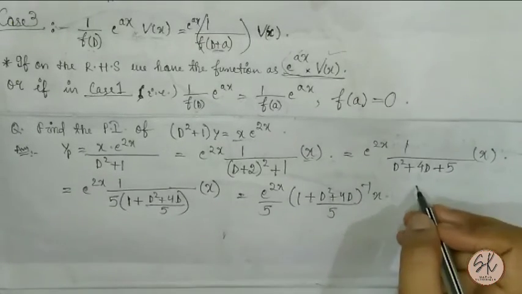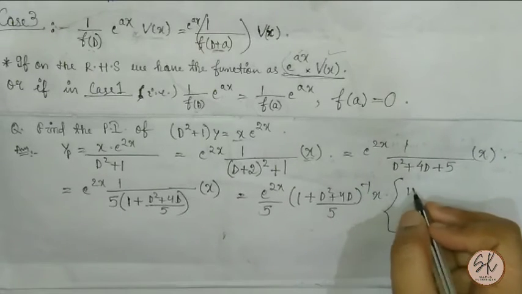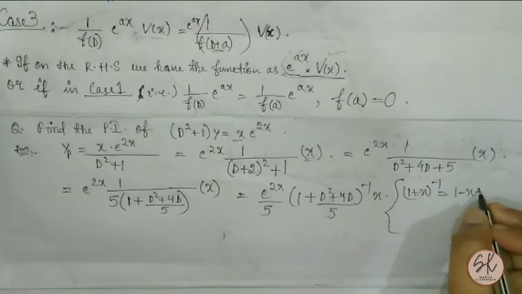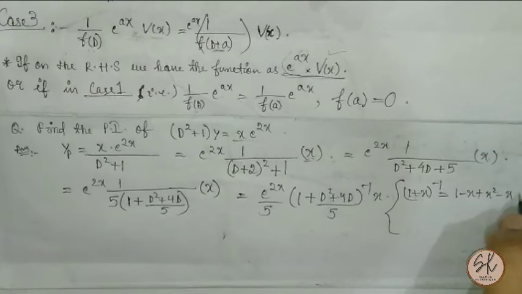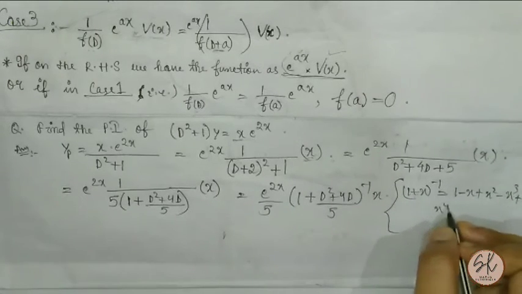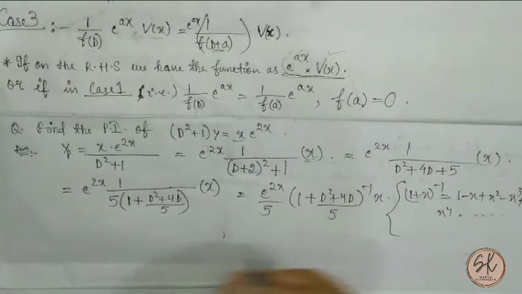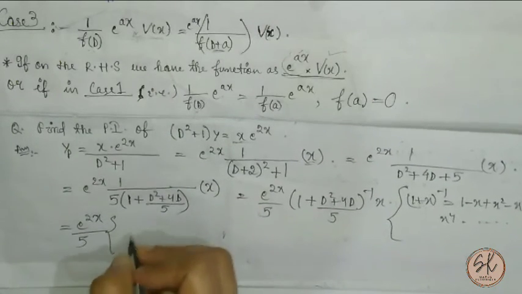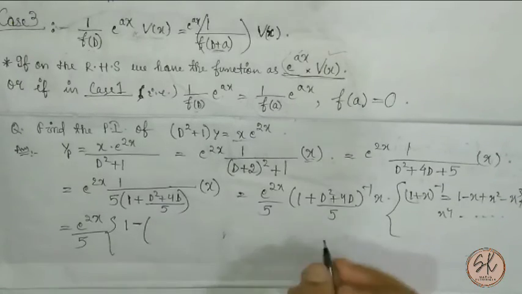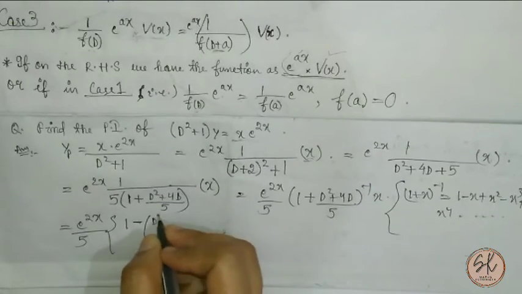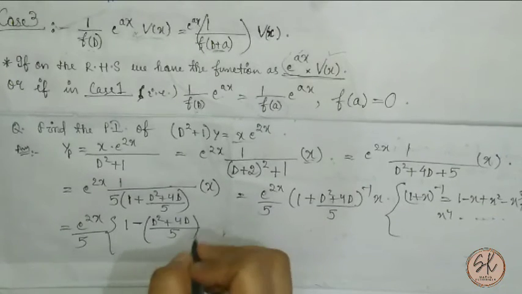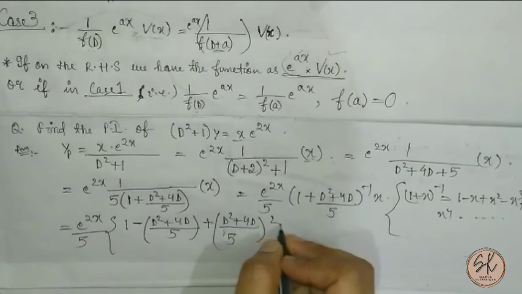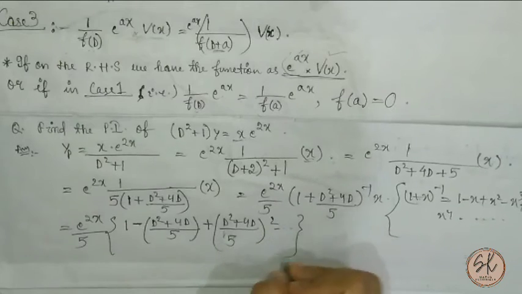So this is actually of this type, (1 plus x) whole inverse, isn't it? And its binomial expansion is 1 minus x plus x square, minus x cube plus x to the power 4, and so on. So on expanding this, we will get 1 minus, here x is (D square plus 4D) by 5, so 1 minus (D square plus 4D) by 5 plus ((D square plus 4D) by 5) whole square, and so on, whole into x.